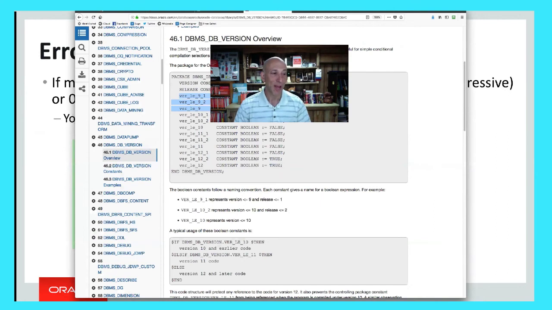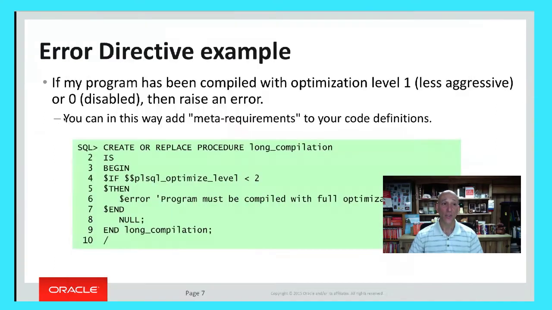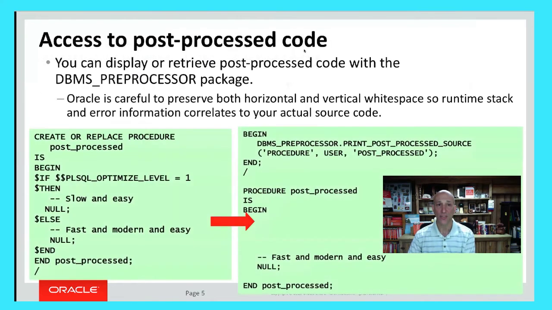So okay, we've got a translation now. So we know the question is, what does the code look like without all those flags? And that goes back to this idea of viewing the print post-process source. That's quite a tongue twister.